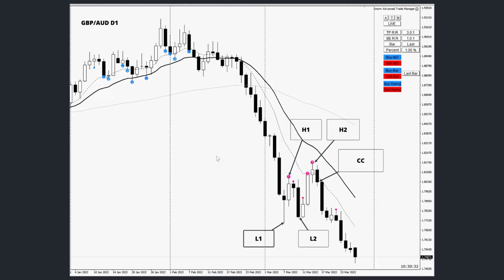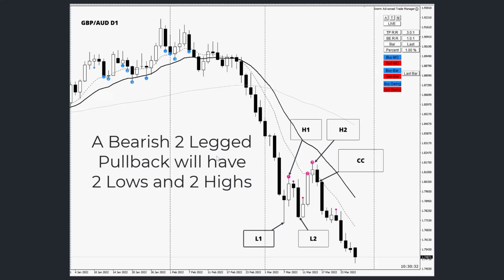What is a two-legged pullback? In this video, we're going to look at an example of a bearish two-legged pullback. So this is GBP AUD, the pound Australian dollar chart, the daily chart.